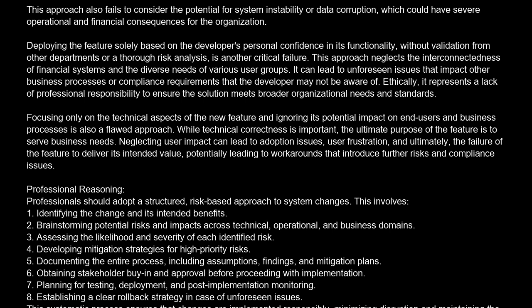6. Obtaining stakeholder buy-in and approval before proceeding with implementation. 7. Planning for testing, deployment, and post-implementation monitoring. 8. Establishing a clear rollback strategy in case of unforeseen issues. This systematic process ensures that changes are implemented responsibly, minimizing disruption and maintaining the integrity of financial data and reporting.